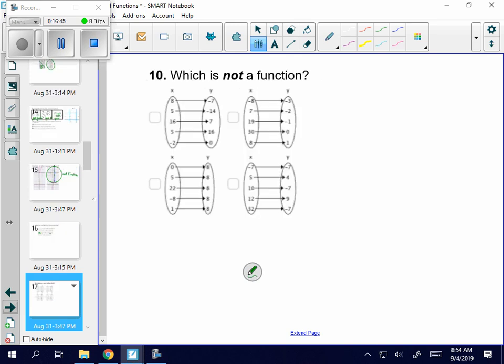All right, here's our last one. Which one is not a function? So I am looking for my x values to repeat. And I see in my table that my 5s repeat. I get a negative 14 sometimes. I get a 16 sometimes. And that's what makes it not a function.